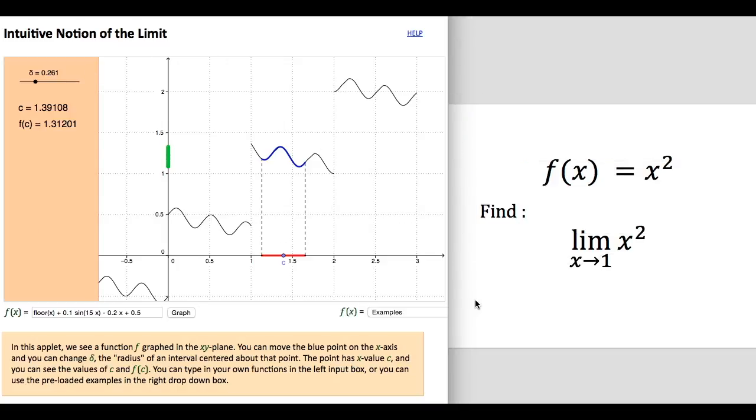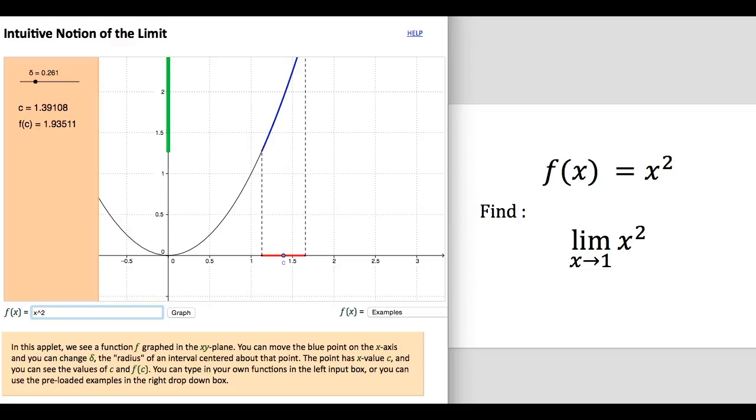The first thing I want us to do is to graph f of x equals x squared. So on the bottom left of the applet, delete out the function that you see there and type in x caret squared. In order to get the caret, hold down the shift and then hit the 6 button, and so then that's x squared, and hit enter, and it should graph it for us.